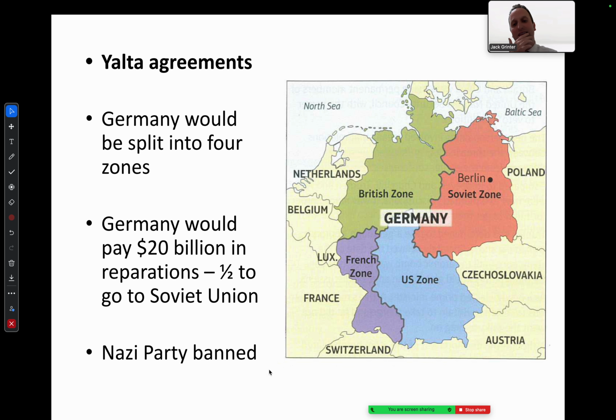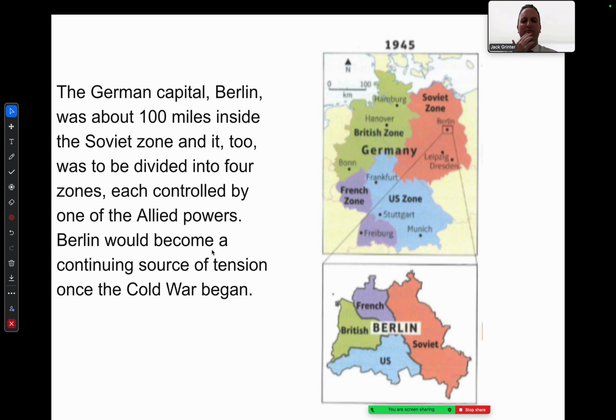So yeah, with this one, the Nazi Party was banned. They agreed Germany would pay reparations as well. The Soviet Union, the war was a lot more devastating on them, so half of the reparations went to them. Crucially, at Yalta as well, it was agreed that Berlin would be divided, and it would mirror the occupation zones that we had in the whole of Germany.